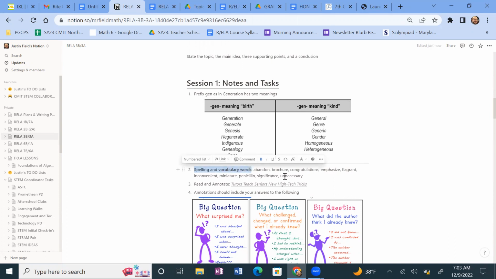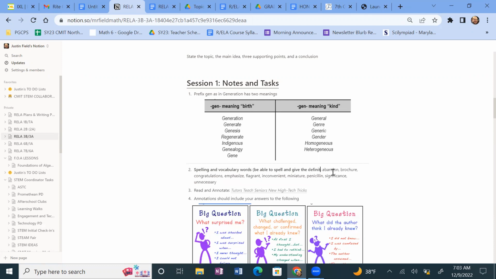But first, your spelling words. Yes, we are going to have a spelling test next week. And the words I want you to, so let me just write this, be able to spell and give the definition for the following. All right, so write these down, and then you're going to have to look up the definitions and know how to spell them. And we'll talk about how to practice that if you're not sure. How am I going to be able to spell these words?